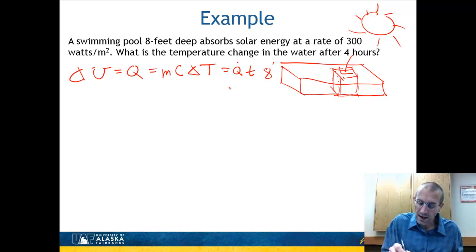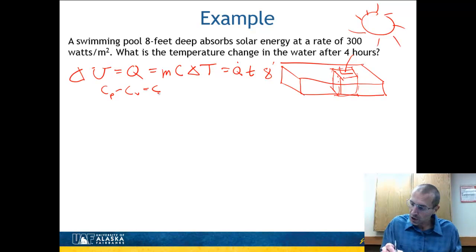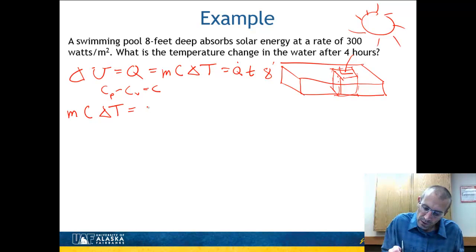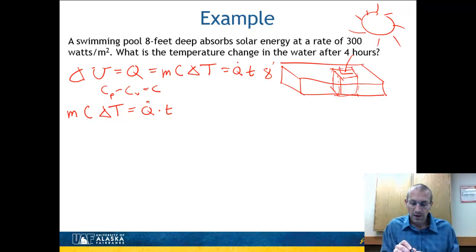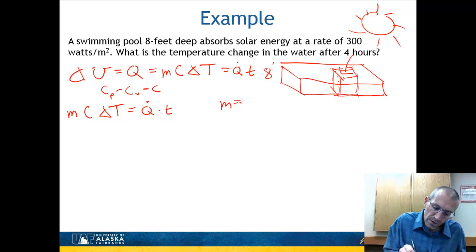So remember, as I said, the heat capacity Cp is essentially the same as Cv, and I'm just calling it C here in this example. My energy balance is the mass times the heat capacity times delta T, which is what I'm trying to solve for, equal to Q dot times the time. Q dot is the energy, 300 watts per square meter, that's coming in. And I need the mass, and I'm given a volume. So remember that the mass is equal to the density times the volume.